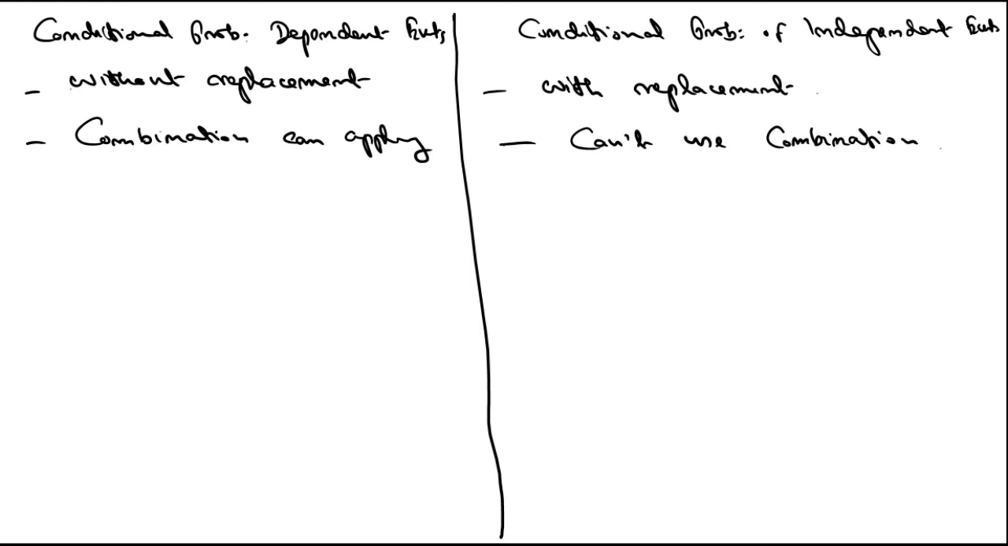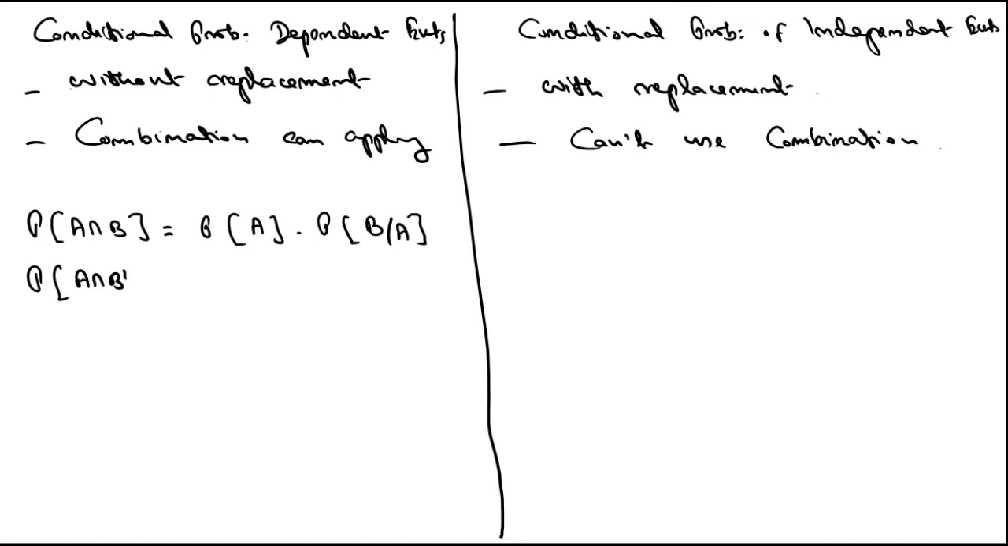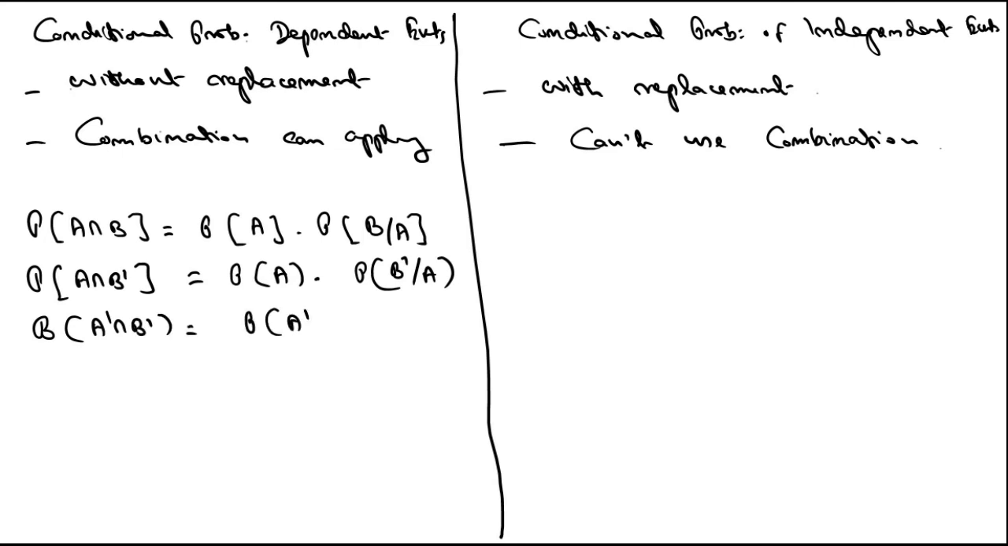Combination. So here probability of A intersection B means probability of A into probability of B given A. Probability of A intersection B complement equal to probability of A into probability of B complement given A. Probability of A complement intersection B complement equal to probability of A complement into probability of B given A complement.